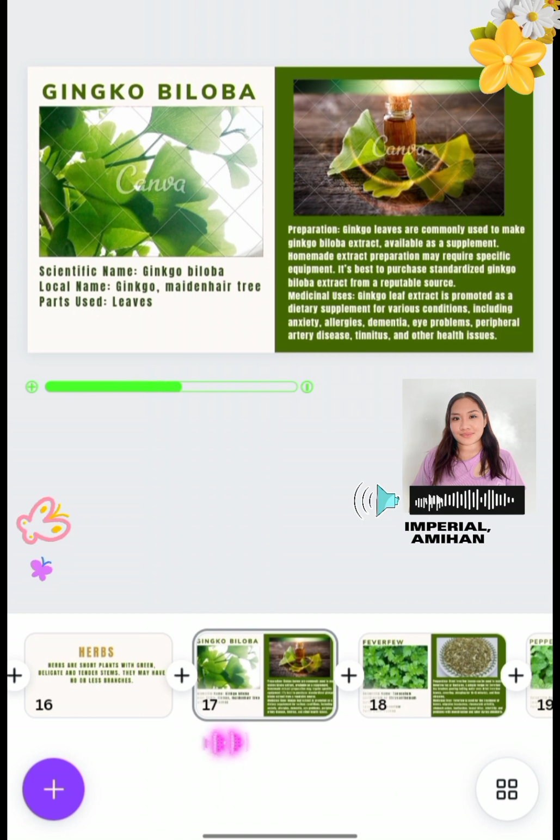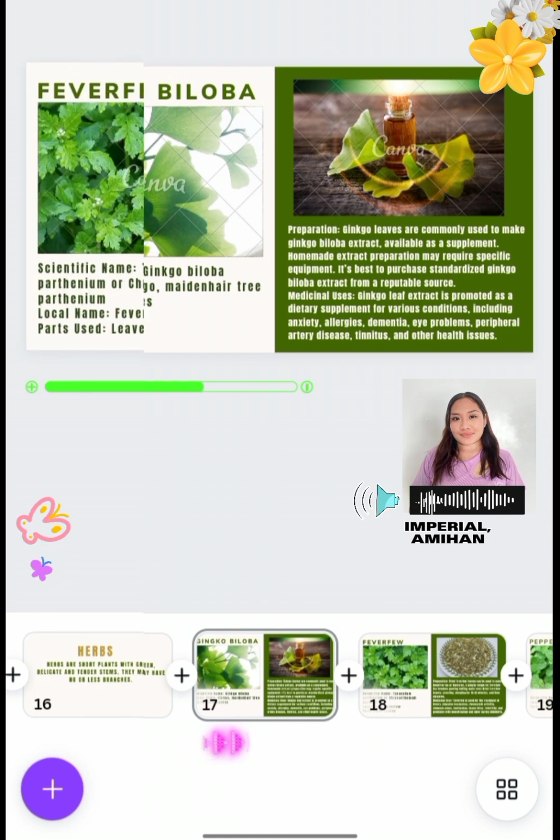Ginkgo leaves are commonly used to make ginkgo biloba extract, available as a supplement. Homemade extract preparation may require specific equipment. It's best to purchase standardized ginkgo biloba extract from a reputable source. Medicinal uses: ginkgo leaf extract is promoted as a dietary supplement for various conditions, including anxiety, allergies, dementia, eye problems, peripheral artery disease, and other health issues.